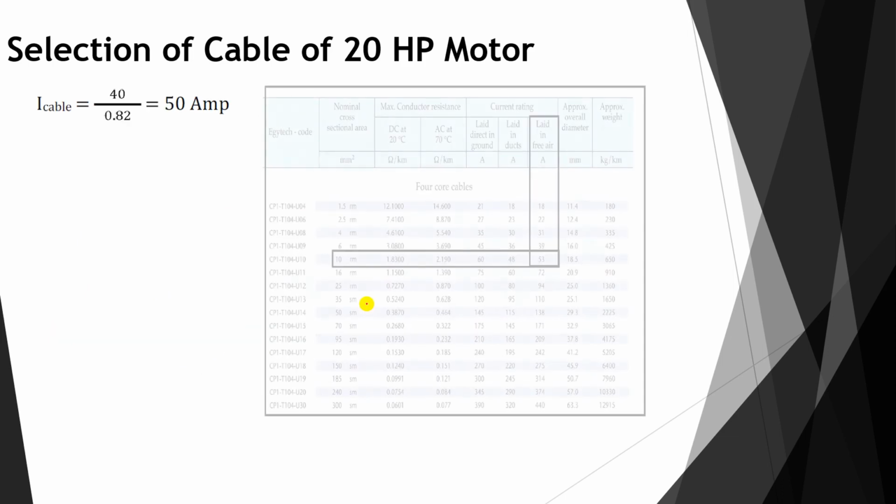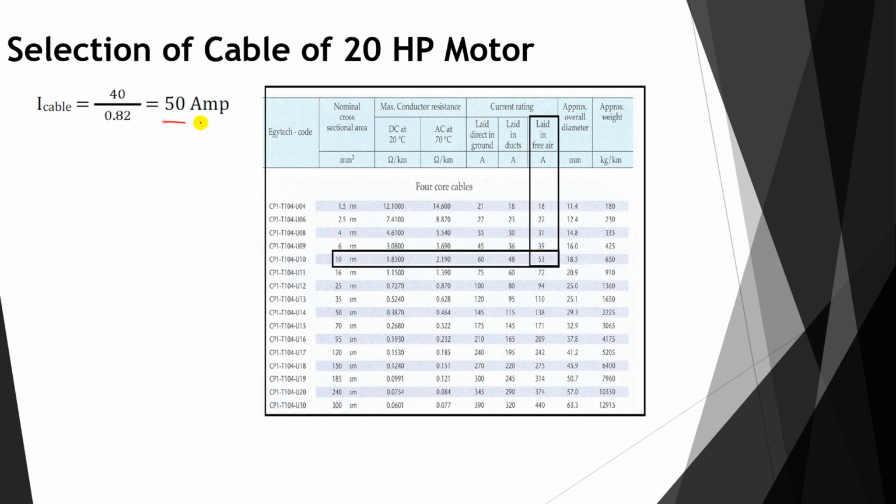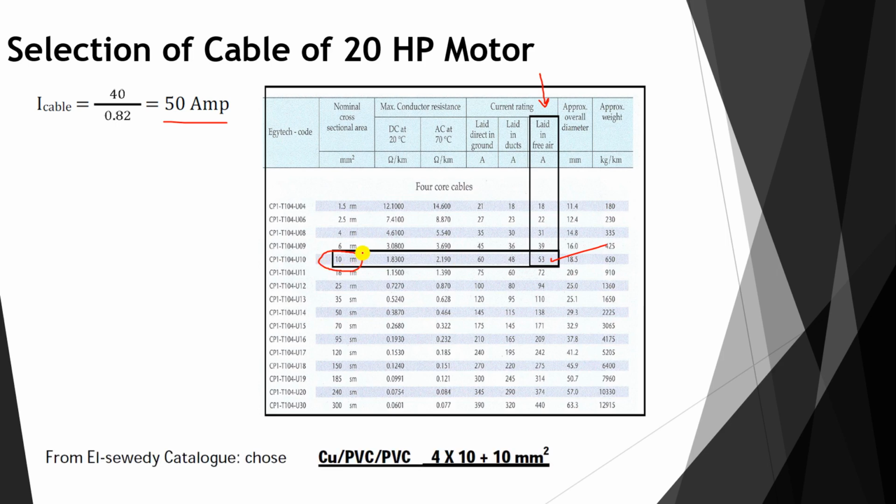Now going to the catalog again, you can see 50 ampere. We need it again in free air, cable tray free air. If we look here, 39 is very far, 53 is very close to this value. So we are going to use the 53 ampere cable. This will correspond to 10 millimeter square. So our cable will be as before, 4 multiplied by 10 plus 10 millimeter square. All of them are equal to each other because they are small cables.